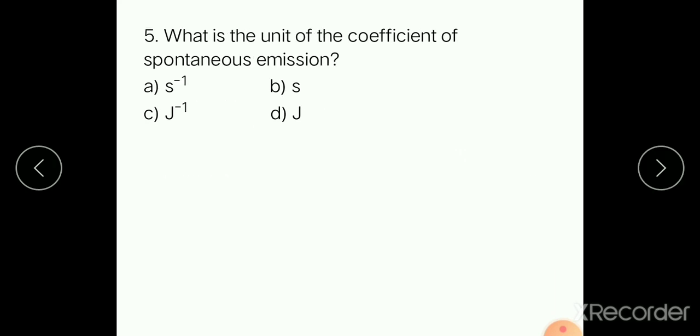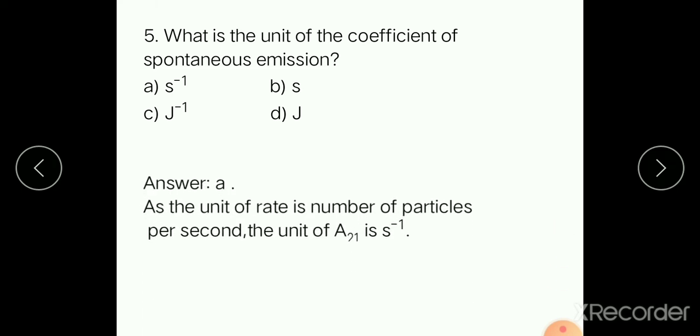Fifth one, what is the unit of the coefficient of spontaneous emission? A, per second. B, second. C, per joule. D, joule. Option A is the right answer. As the unit of rate is number of particles per second, the unit of A21 is per second.